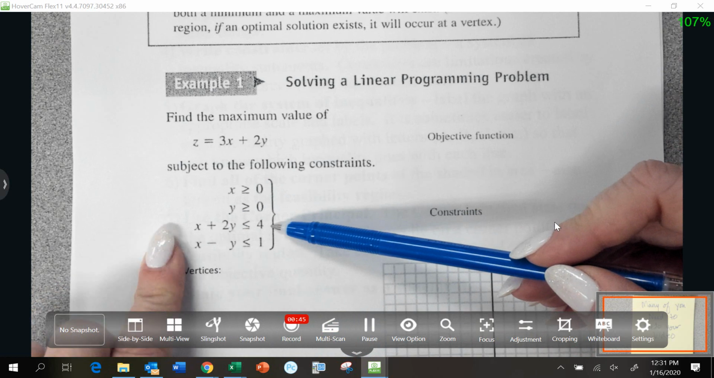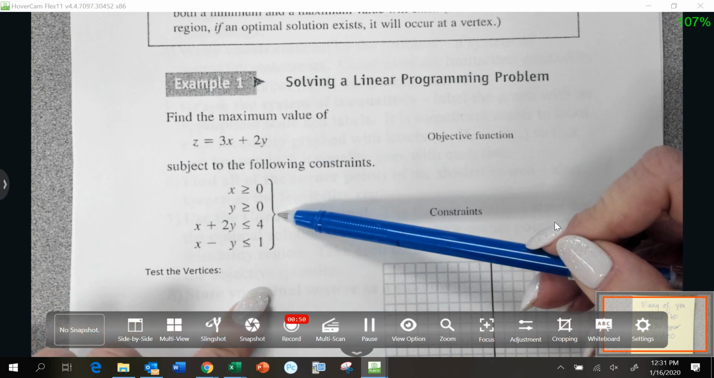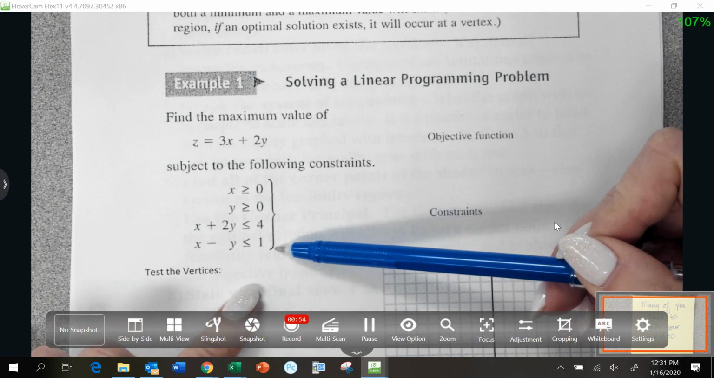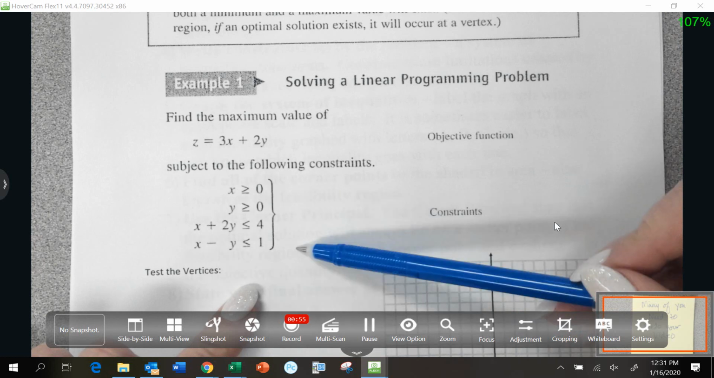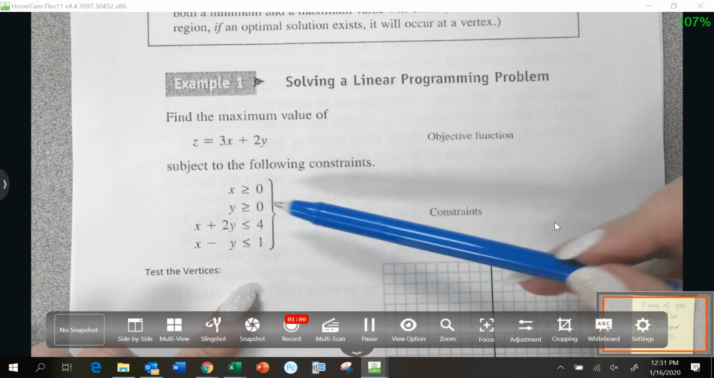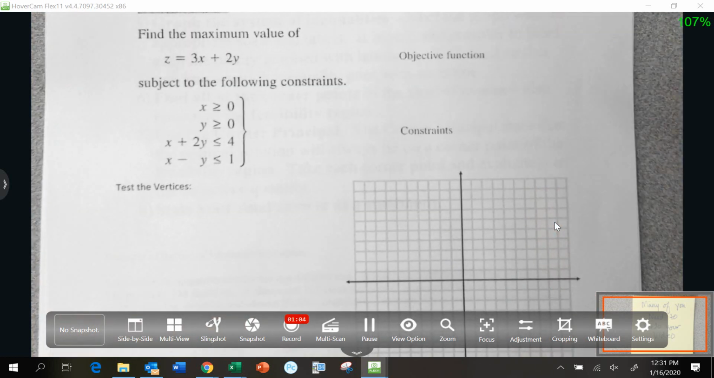The constraints that we will use will be x is greater than or equal to 0, y is greater than or equal to 0, x plus 2y is less than or equal to 4, and x minus y less than or equal to 1. Those are all the constraints. So these are what we're going to graph, right? x is greater than or equal to 0. What kind of line is x is greater than or equal to 0? What kind of line?